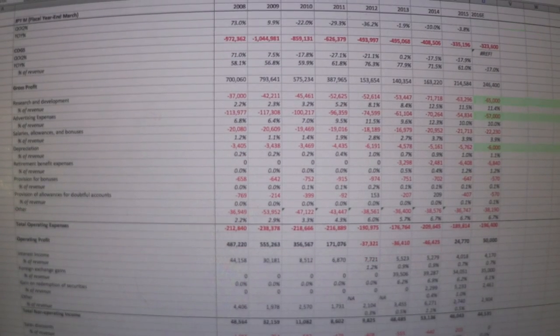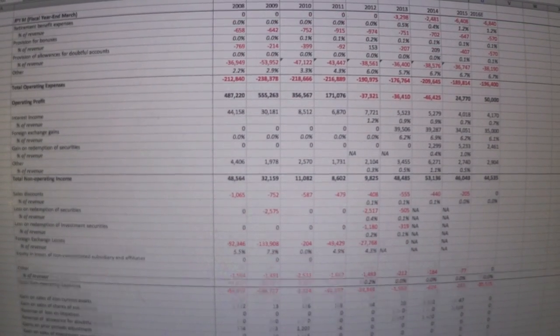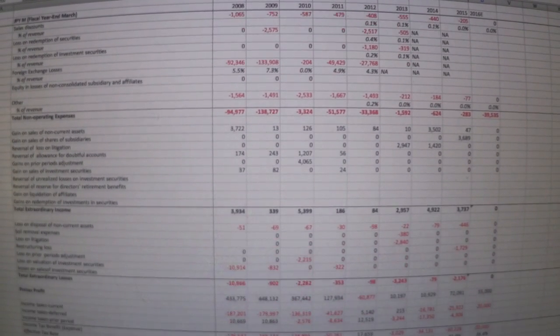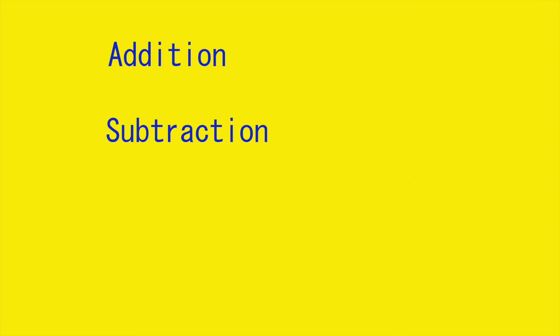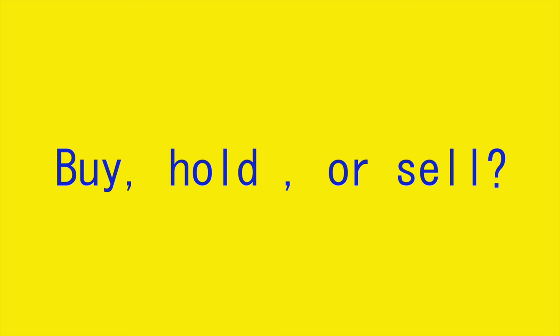Here, we've taken the data from Nintendo statements and placed them in Excel, performed an analysis, and developed a valuation of Nintendo stock. This is what's known in the finance industry as modeling. Basically, you develop a quantitative model of Nintendo's business to help you understand the company and create a valuation. Sounds intimidating, doesn't it? Well, it shouldn't be. This model is all about addition, subtraction, multiplication, and division. The hard part, as we'll learn later on, is deciding whether to buy, hold, or sell.